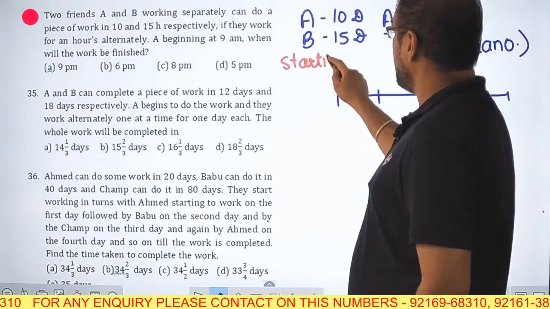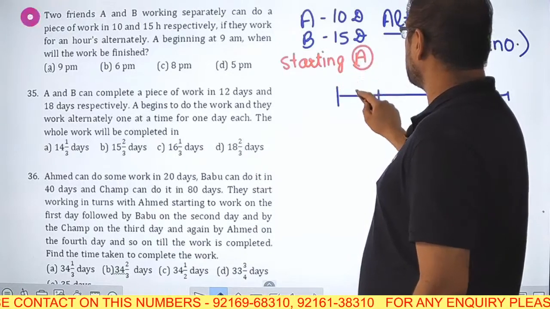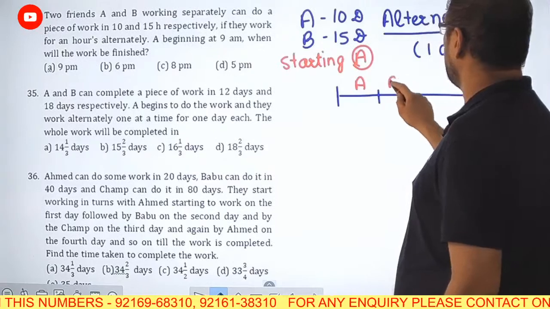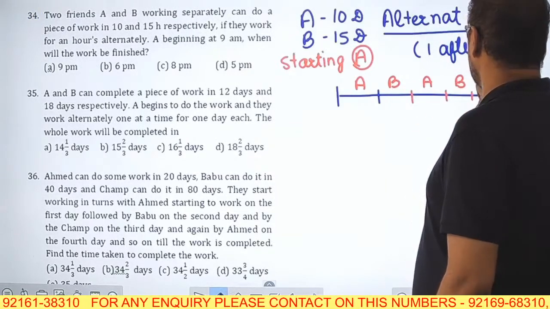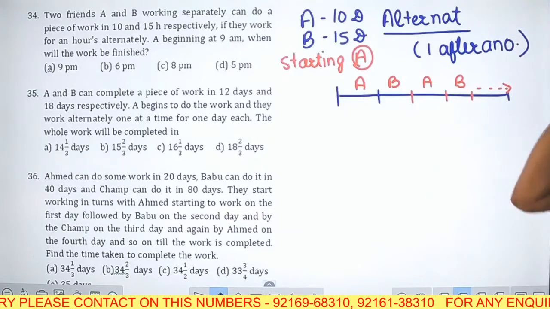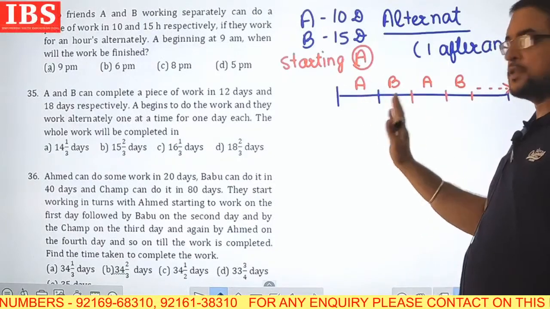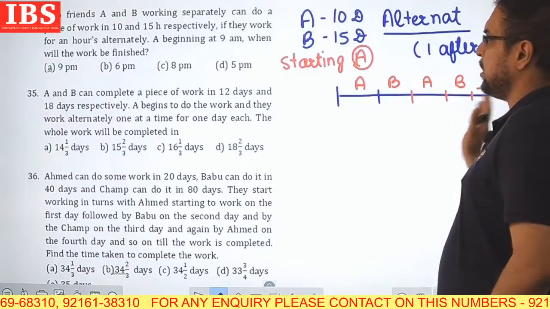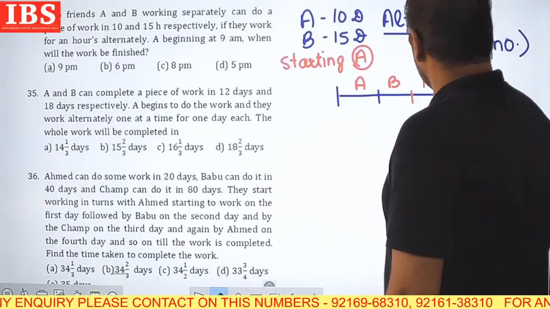Firstly A comes, and they come alternatively, meaning that A comes first, then B, then A again, then B and A again, and so on. Alternate means one after another. They don't want to work together, so first A comes, then B, then A, then B, and so on. Okay, so we need to find out how many days they will take to finish the work.